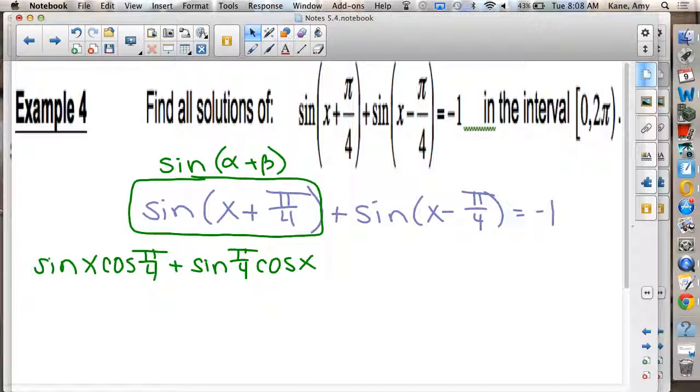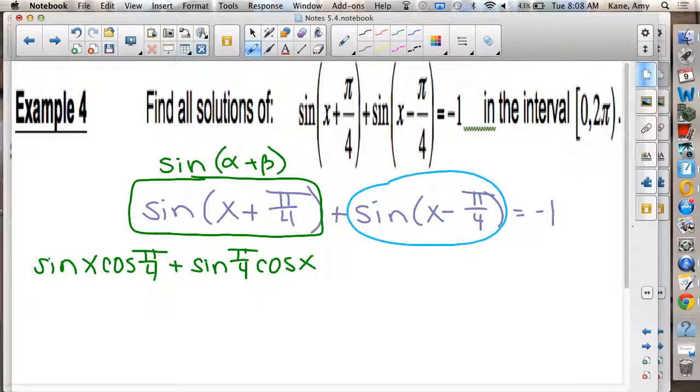And then doing the same thing, here's the difference formula for sine. So now let's use the difference formula. So I have a plus sign here. The difference formula says pretty much the same thing, except it's a minus sign instead of a plus sign. So we're taking the sine of the first angle, the cosine of the second angle, and then you're subtracting the sine of the second and the cosine of the first. And that is equal to -1.